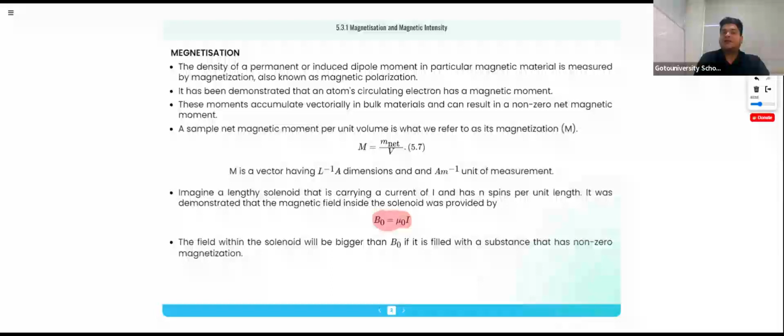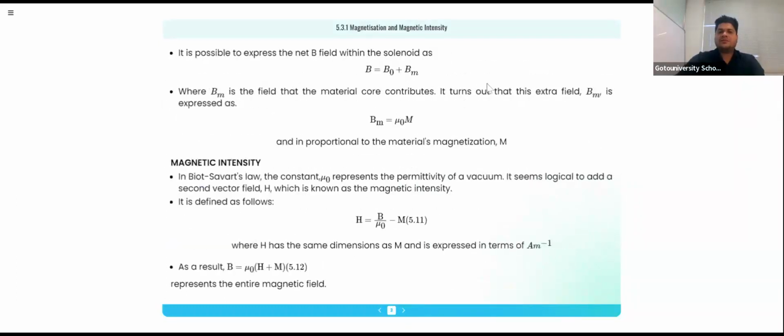The field within the solenoid will be bigger than B naught if it is filled with a substance that has non-zero magnetization. If you have a rod, let us consider this is your rod once more. In the entire chapter you will see this only: a rod on which wires are wound, and because of this, the magnetic field is produced.